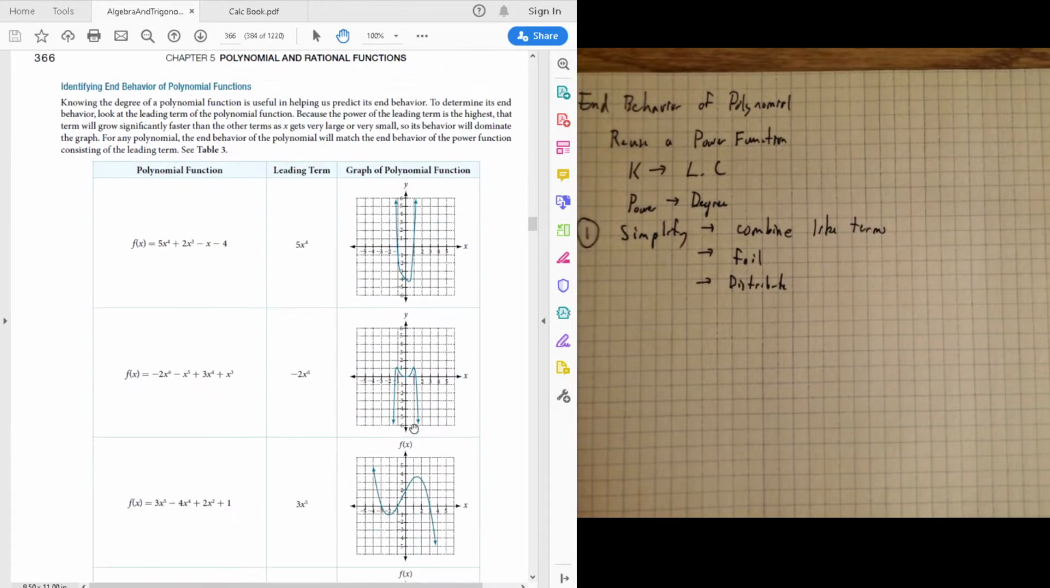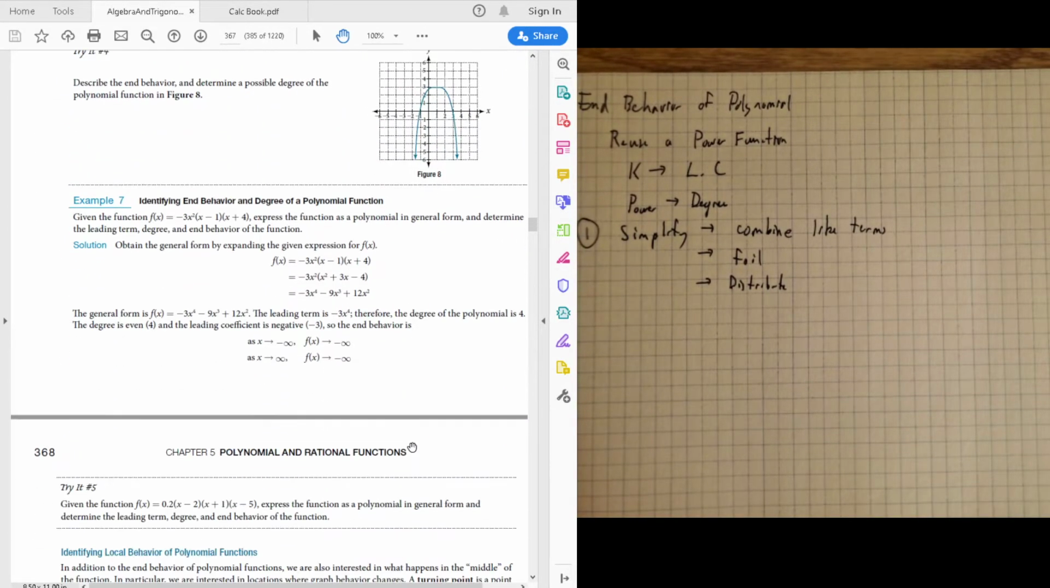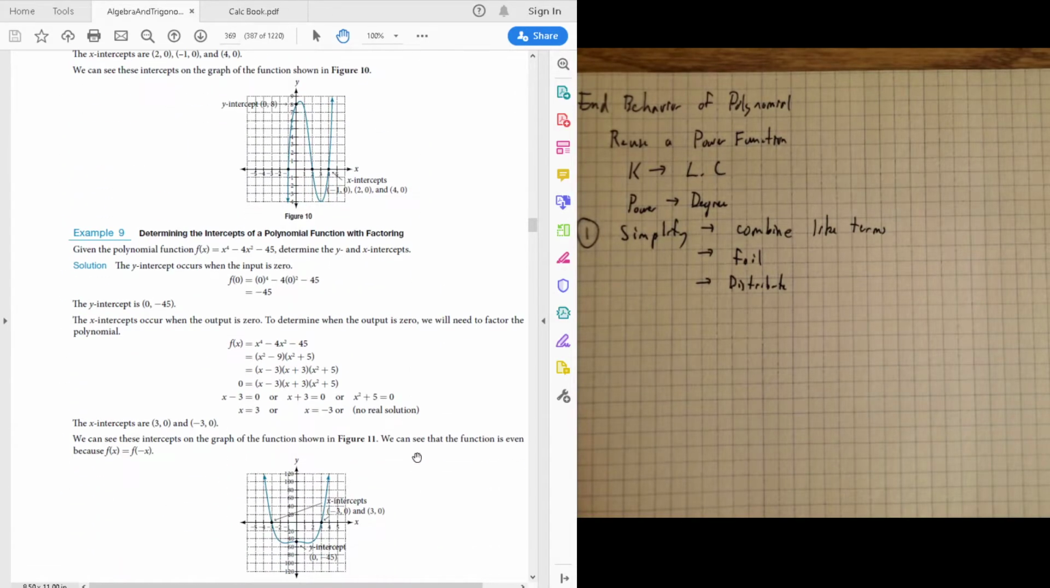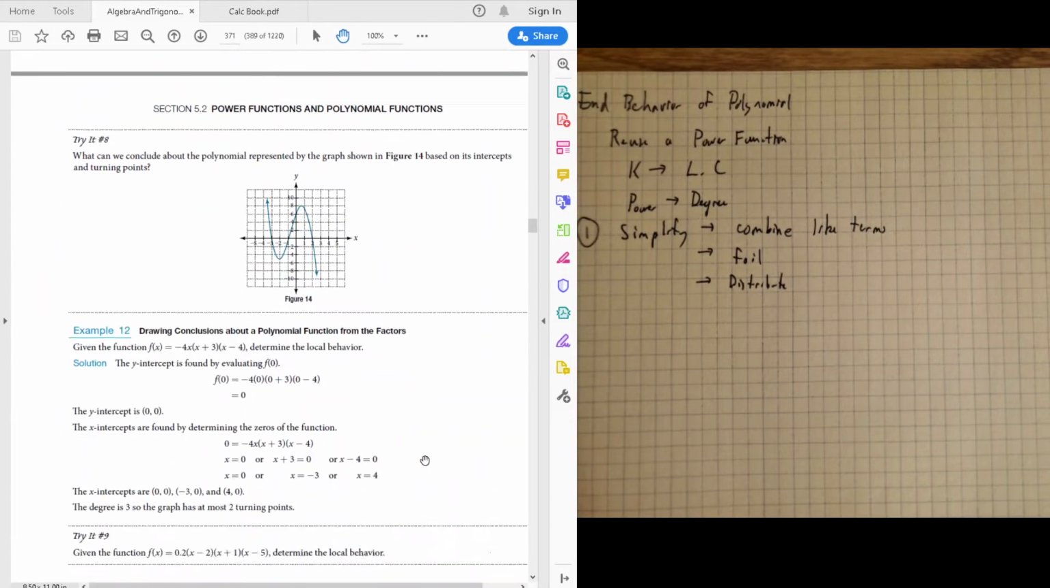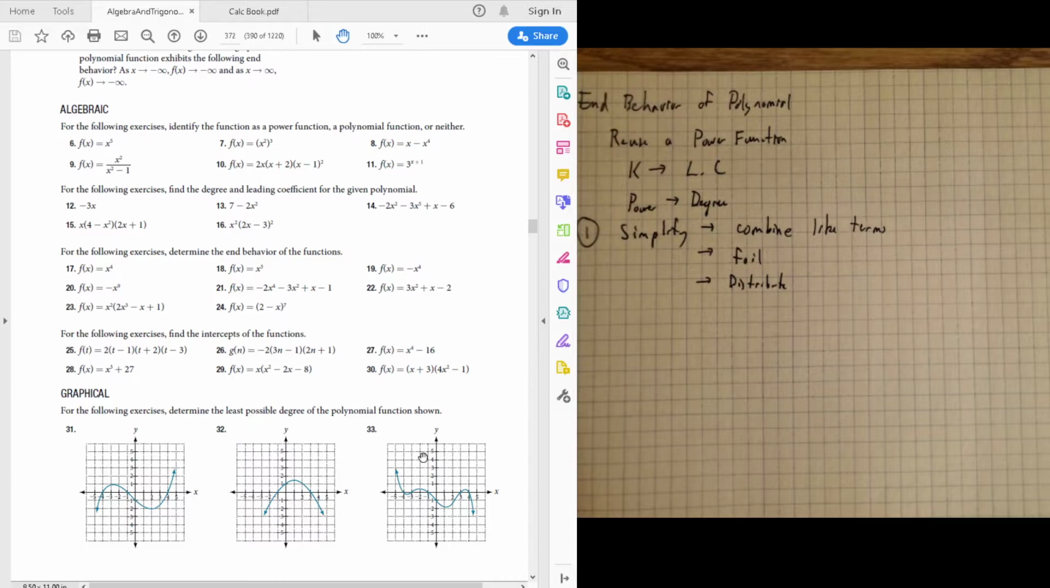And to illustrate this really well, I'm actually going to go to an example from the text and from the homework, so you can kind of see how this fits together. So it says determine the end behavior. Notice for number, what's a good one here?